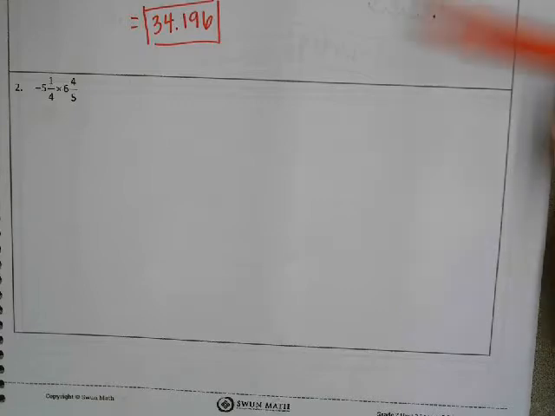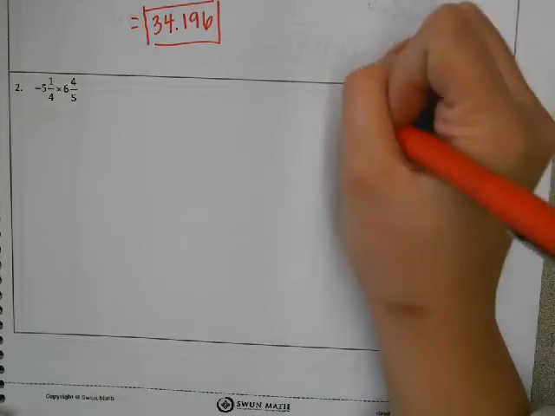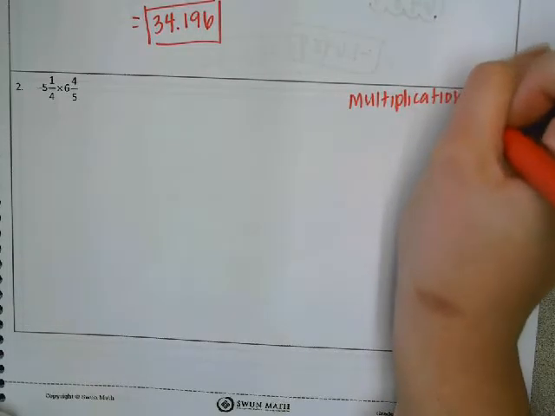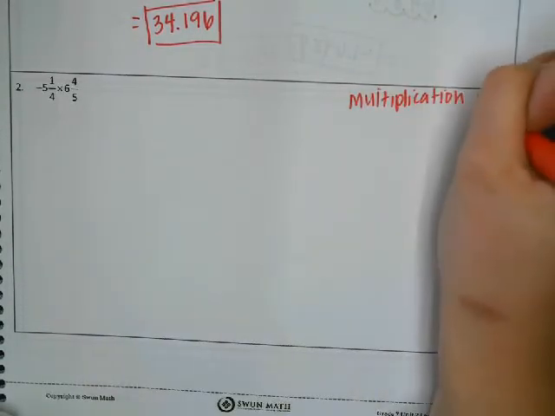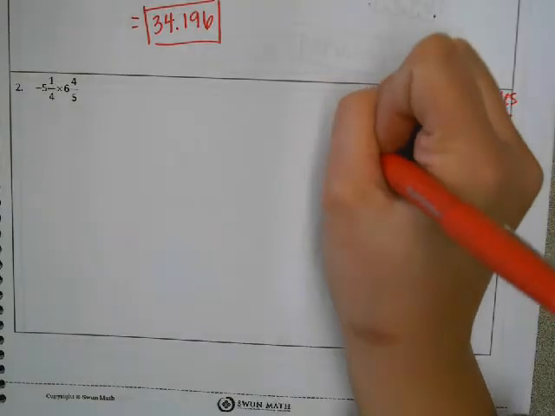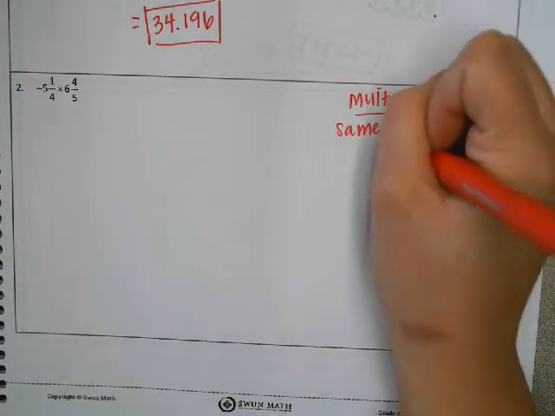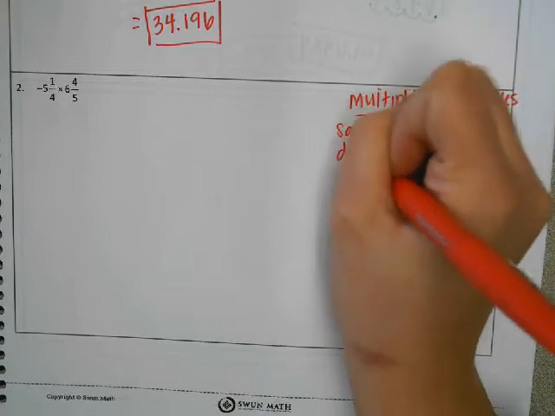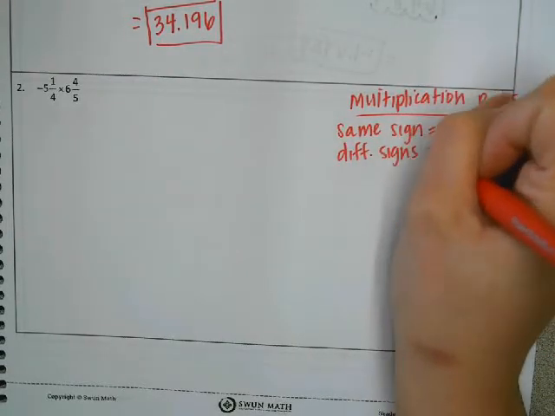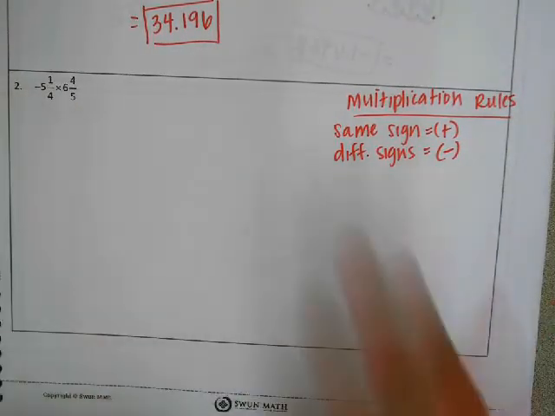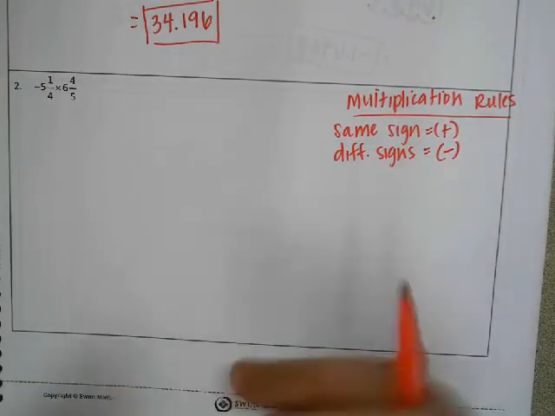Okay, so since we are using the same signs, I am just going to write them down again. The multiplication rules apply to integers and your rational numbers. It's important to memorize them, whether you're working with integers, decimals, or fractions. So this is actually going to be the first thing that you're going to do. Same sign equals a positive, different signs equal a negative. So what I'm going to do first is just figure out what my answer is going to be. Is it going to be positive or is it going to be negative?